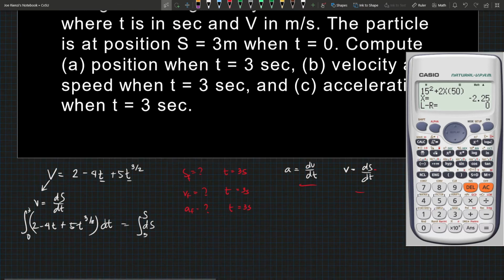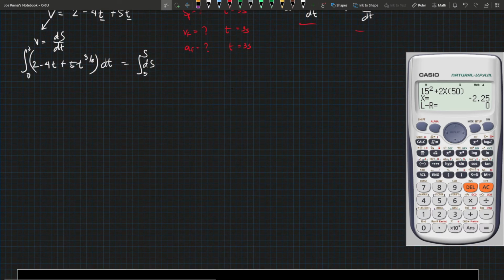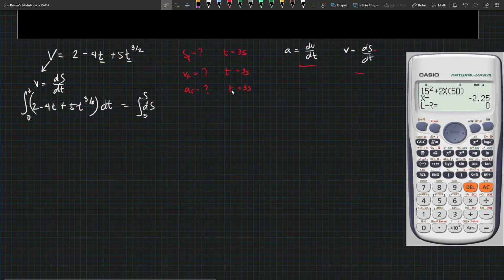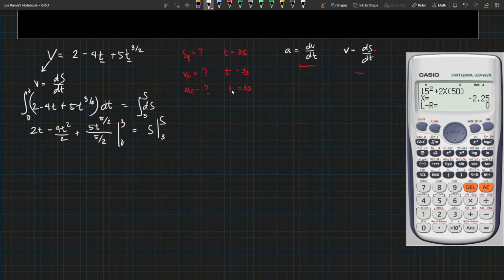And then applying our basic integral. So ito magiging 2t minus 4t squared over 2 plus 5t 5 halves over 5 halves. So mga cancel yun. And then with the limits from 0 to 3. And then itong isa naman, madali lang. S with the limits 3 to S.